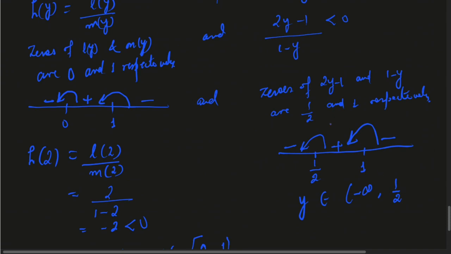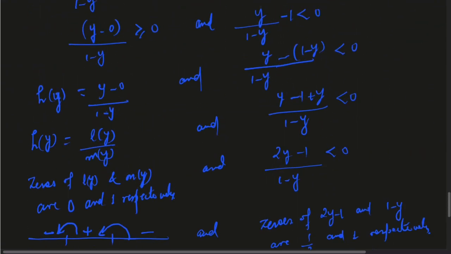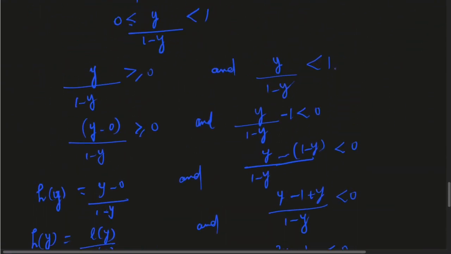And will we include 1 by 2? Let us see. If we put y equals to 1 by 2, this term becomes 1, so 1 minus 1 is 0. This becomes 0, but this should be less than 0. This should not be equal to 0, so we will not include 1 by 2. Similarly, will we include 1? If we put 1, then this denominator vanishes, which should not be the case, so we will not include 1 again. So 1 to infinity. So this is the interval of y which satisfies this condition.